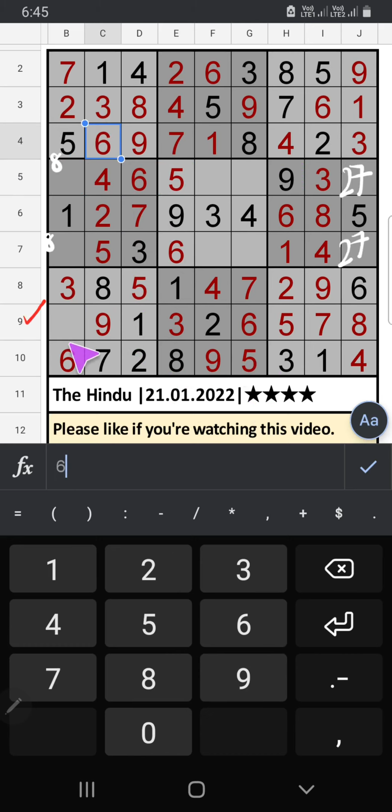Ninth row, only one number is remaining, 4 is confirmed here. Column B, only 2 numbers are remaining, 8 and 9. Fifth row we have 9, so 9 can't come in this cell, then 9 is confirmed here, then 8 is here.